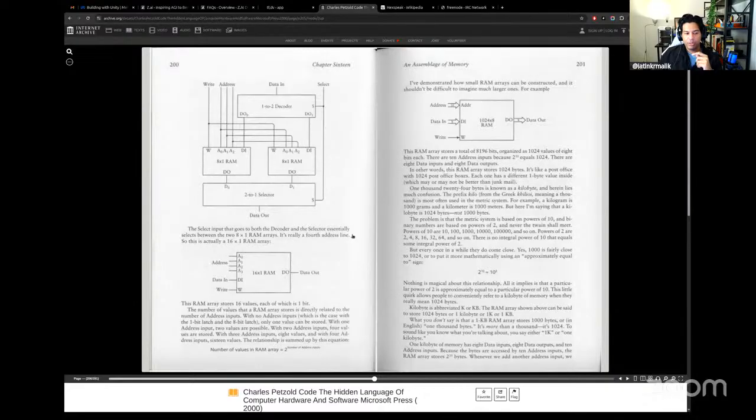So it's really a fourth address line. So it actually becomes a 16-to-1 RAM array, because now what we have done is combine both of them to get a single output. So you still have the same address selectors plus one more selector for this. There is a data input and there is a write. And now this RAM array can store 16 values, each of 1 bit.